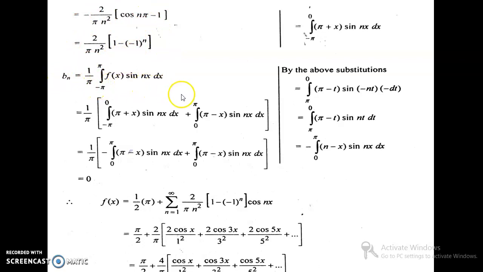Similarly, find the value of bn by doing the same calculation, by substituting the same values. This becomes 0. Then substitute these values in the Fourier series. This is the Fourier series of the given function. This is our last example. You can solve lots of examples from any book based on Fourier series. Formulas are totally same. Just you have to practice the integration and just remember the integration formulas that you have studied in your plus 2 standard. Thank you.